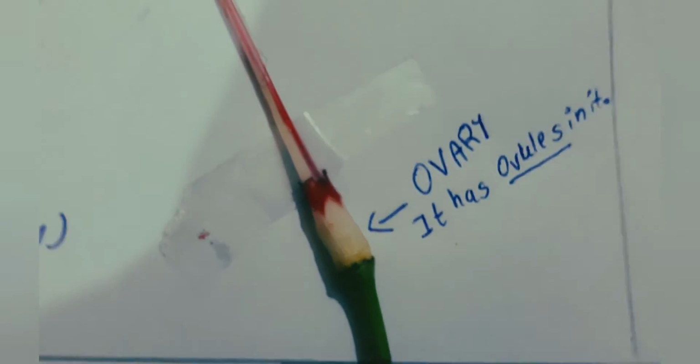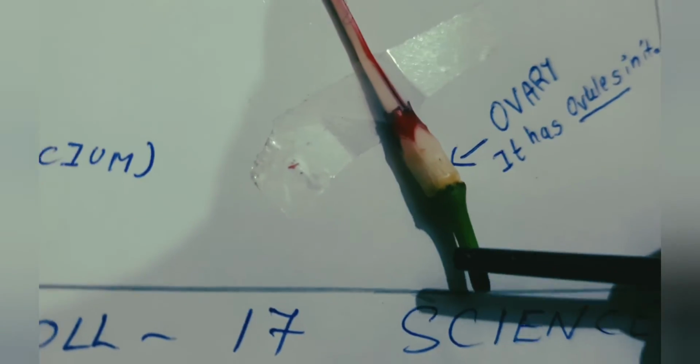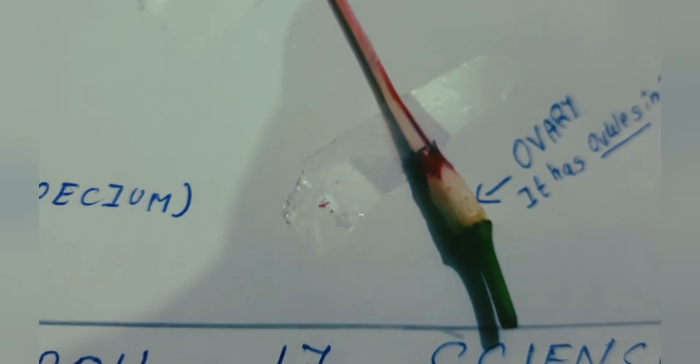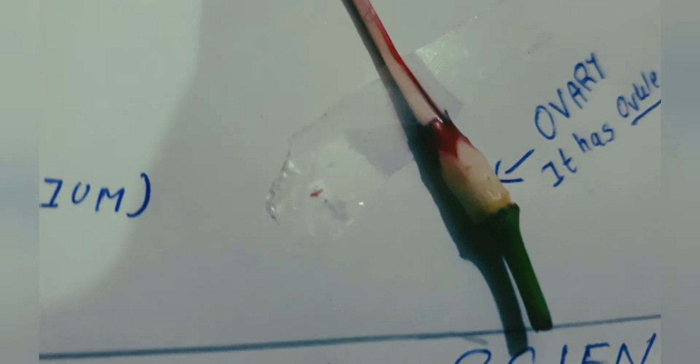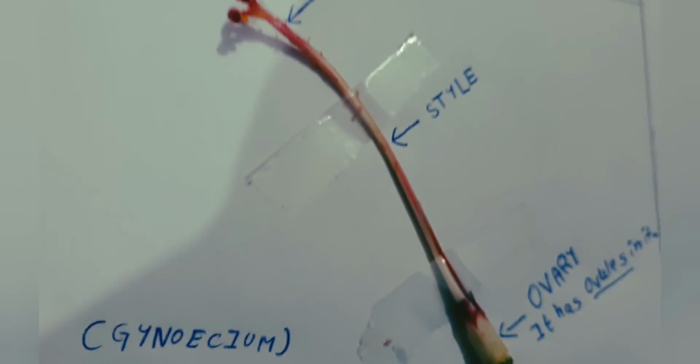And 1 second, let me tell you one more thing. This green color part you see here is known as the receptacle, and you will also find a stick-like substance like this. Well, this is the pedicel of a flower through which we can hold the flower.